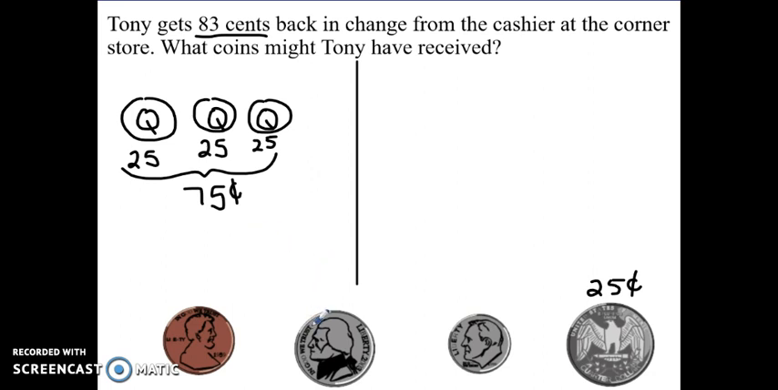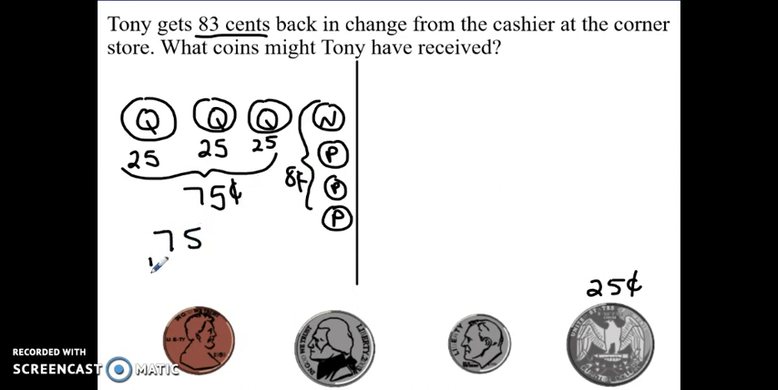In order to make 8, I'm going to use a nickel, which is 5 cents, and I'm going to use 3 pennies. So a nickel and 3 pennies will give me the 8 cents that I need. So now 75 plus 8 will give me my 83 cents. So one possible combination could be 3 quarters, 1 nickel, and 3 pennies.